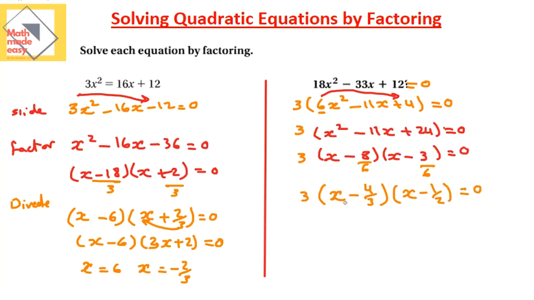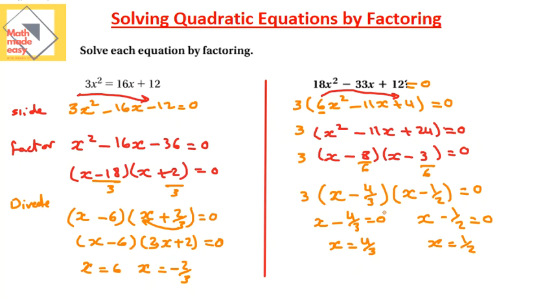As I told you before, you can stop here if you don't need the factors. So I can tell that x minus 4 over 3 is equal to 0, where x is equal to 4 over 3. This is my first solution. And x minus a half is equal to 0, so x is equal to a half.